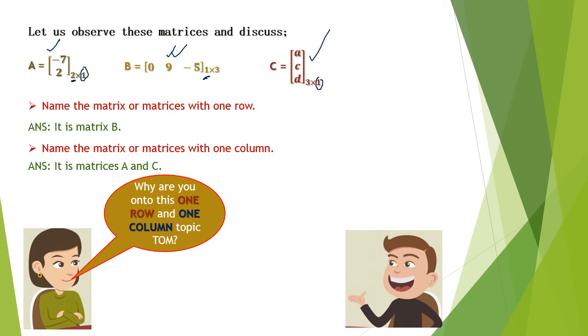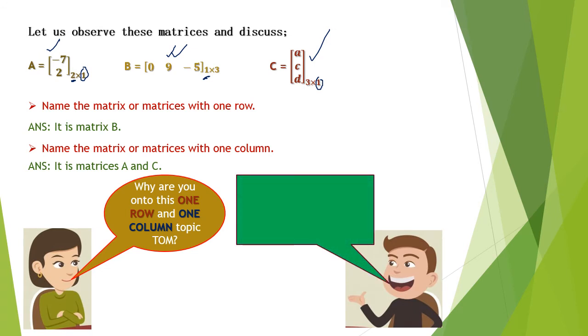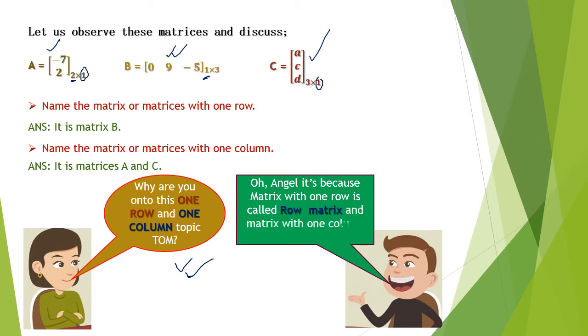Now this is Angel and this is her friend Tom, and she is asking him a question: why are you on to one row and one column topic, Tom? He explains: oh Angel, it's because a matrix with one row is called row matrix and a matrix with one column is called column matrix.